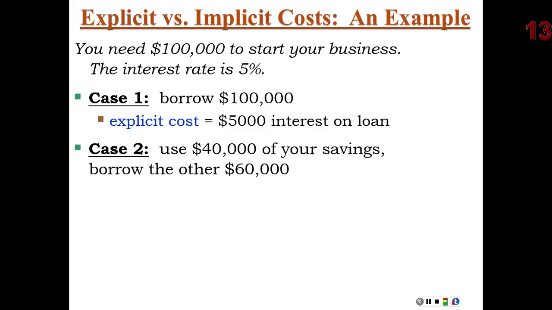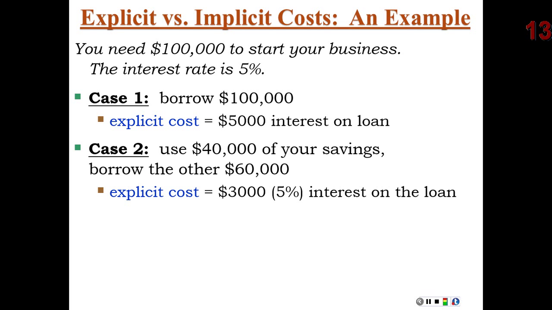Now, scenario 2, let's just say that you've got $40,000 in your savings. So in this case, you use $40,000 of your savings and you only have to borrow $60,000. Okay? Well, now the explicit cost in this case has gone down, hasn't it? Because you only are going to have to pay interest on the amount you borrow. 5% times 60,000 would only be 3,000. Okay, so your explicit cost goes from 5,000 down to 3,000. The accountant would stop right here and say, "Whoa, this is a much better scenario. You have less explicit costs." Okay, and so this most likely would be the better scenario, right? Because your costs are lower.